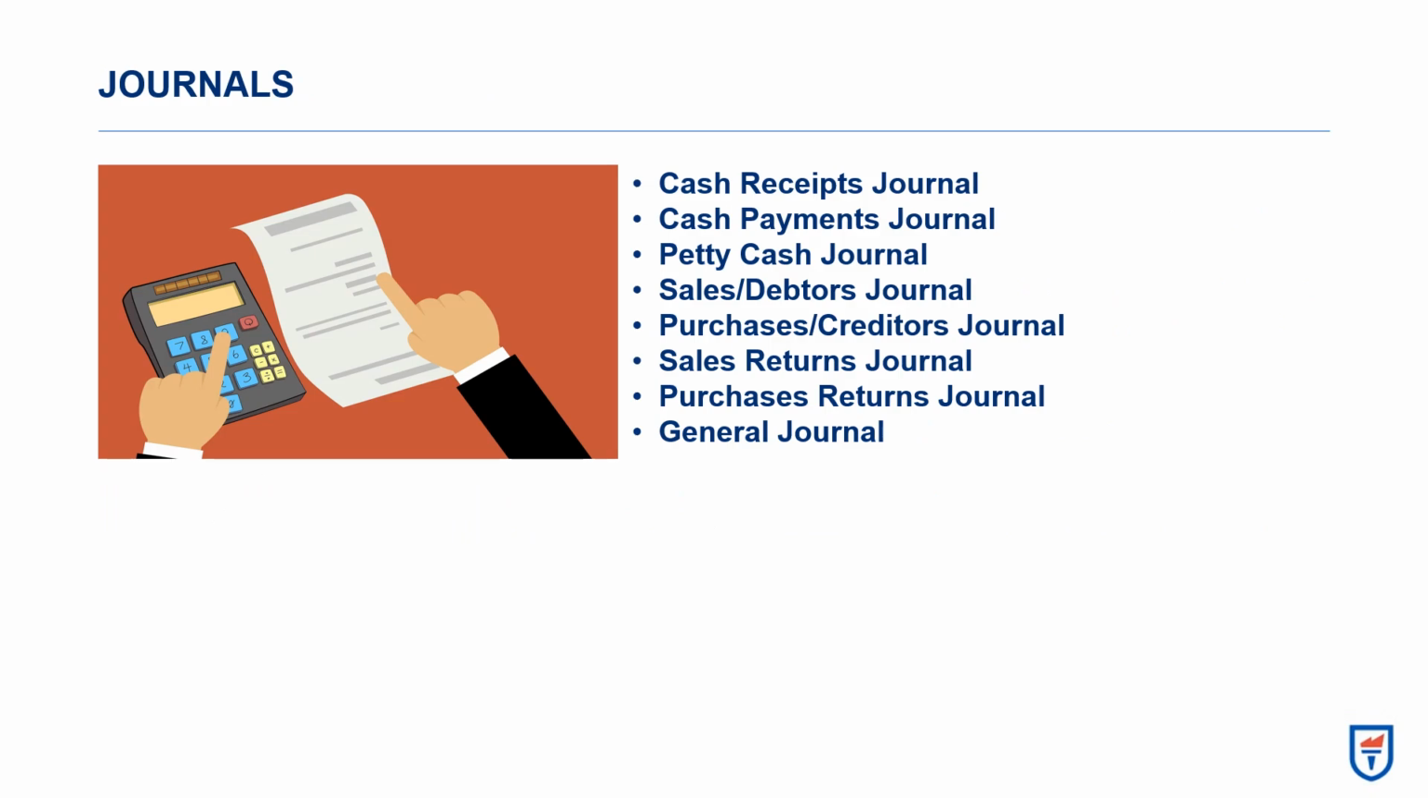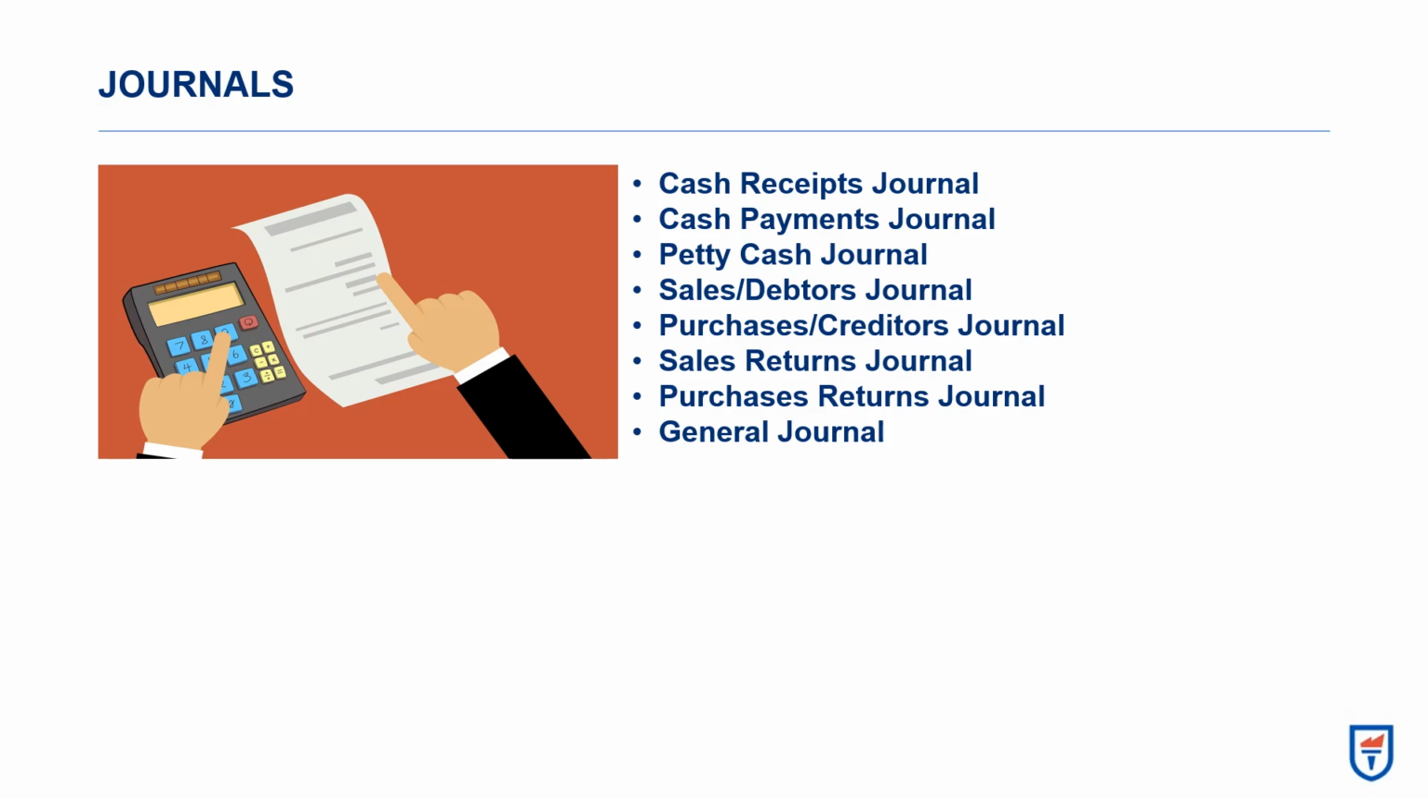Okay, we said from the source documents, you record the transactions into the journals. We have different types of journals, which is the cash receipts journal. In the cash receipts journal, you record all the amounts received by the business. And we have the cash payments journal, where you're recording all the payments made by the business. And you also have what is called the petty cash journal. In the petty cash journal, you are recording whatever transactions were done using petty cash. This might be internal transactions and also external transactions.